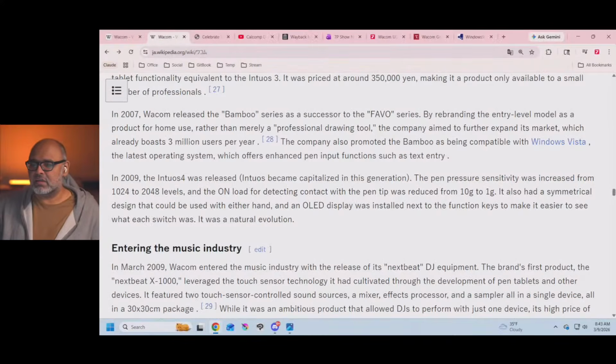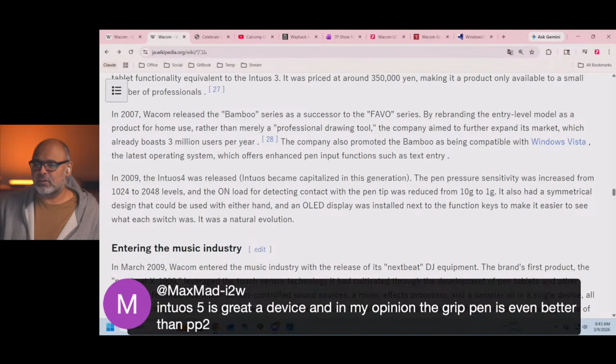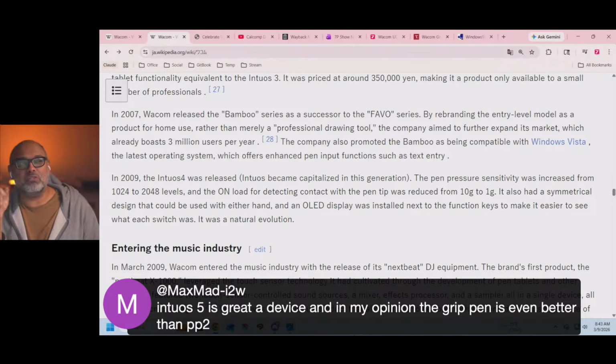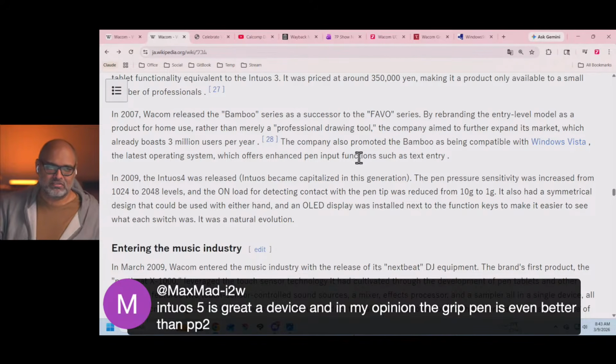Let's see. Back here. Max Mad says the 2S5 is a great device, in my opinion. The grip pen is even better than Pro Pen 2. I do like the grip pen a lot. I do. Okay, right now I fell in love again with the Pro Pen 2. But I go back and forth between grip pen, art pen, and Pro Pen 2. Right now I'm in my Pro Pen 2 love phase.